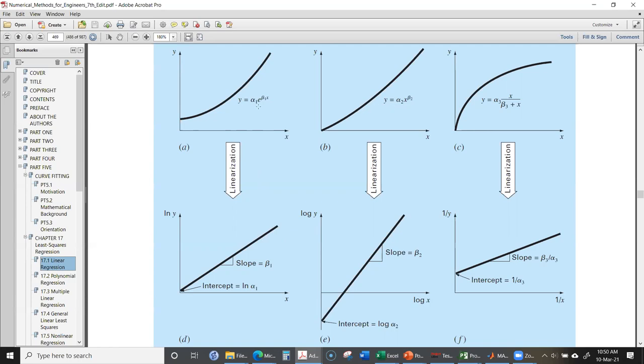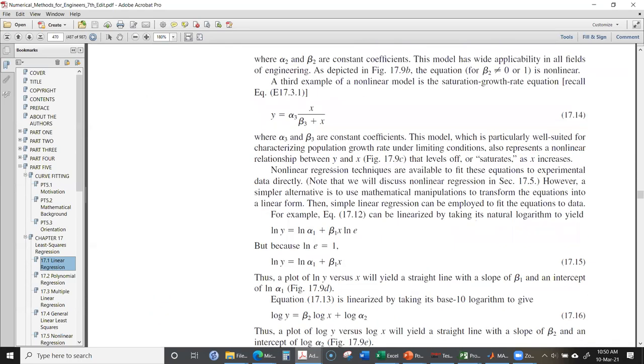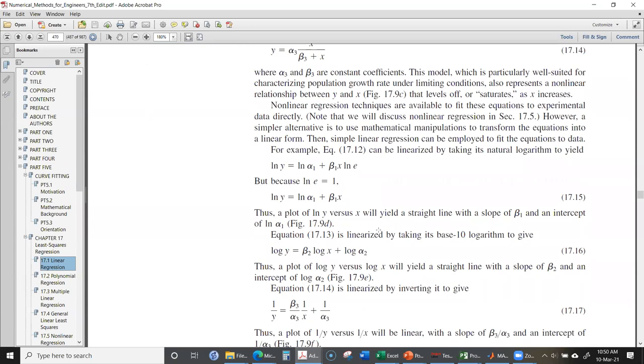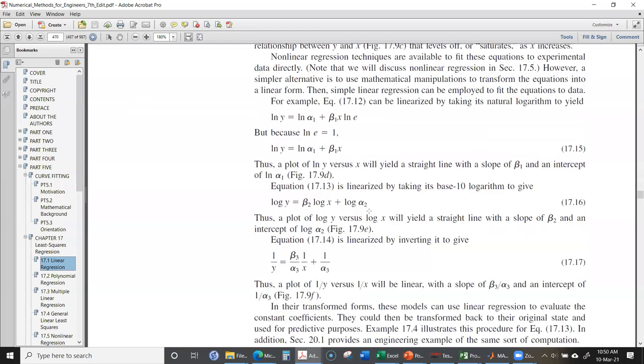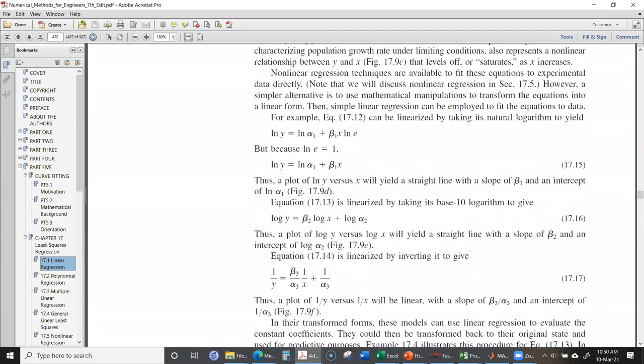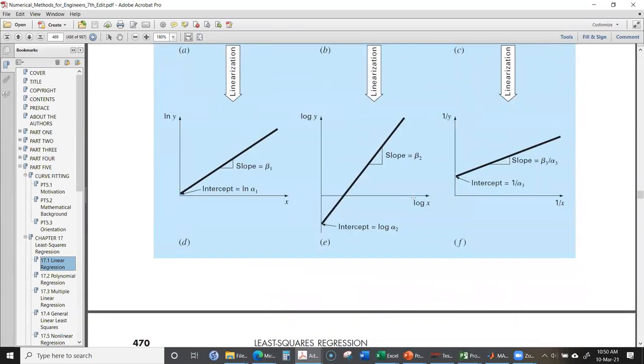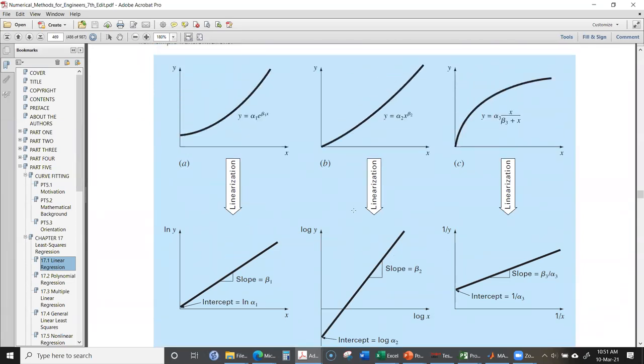Another type of function is the power function. Okay. In this case, instead of the power e, it will be the power of x. In that case, we can take the log to the base 10 on both sides, and then we will get log y is equal to beta 2 log x plus log alpha 2. So here we can plot the x and y values both on logarithmic scales, and then we will get a straight line.